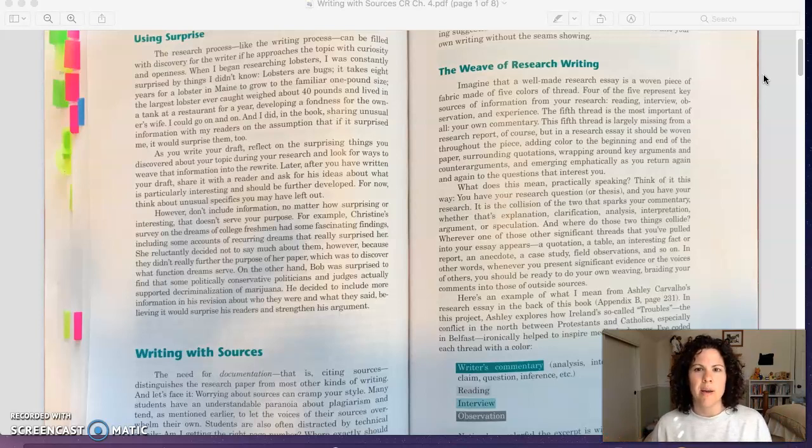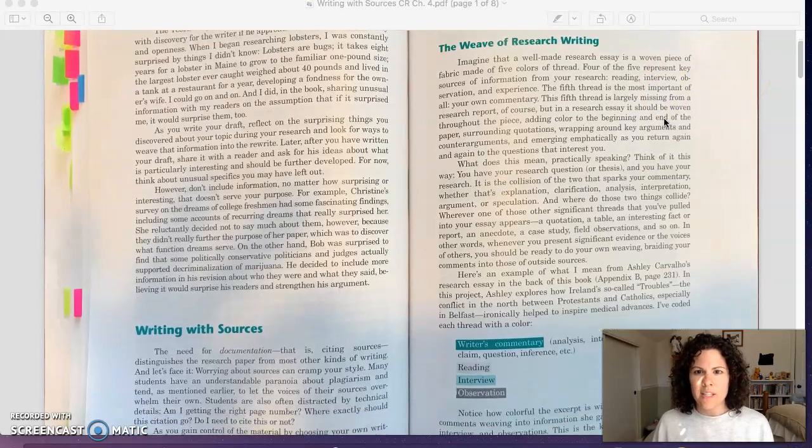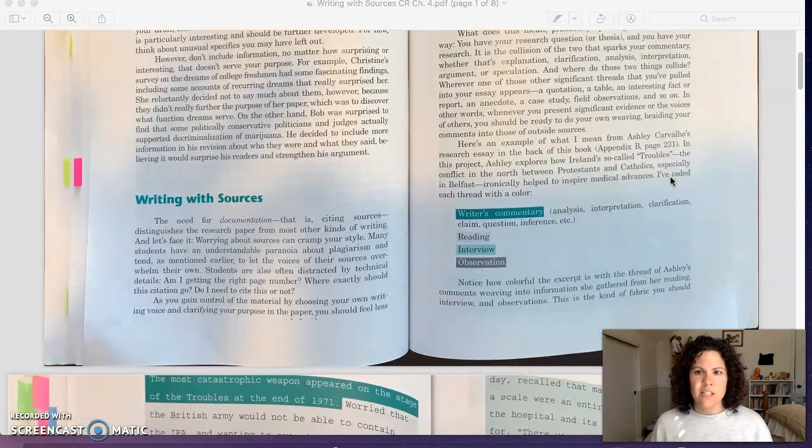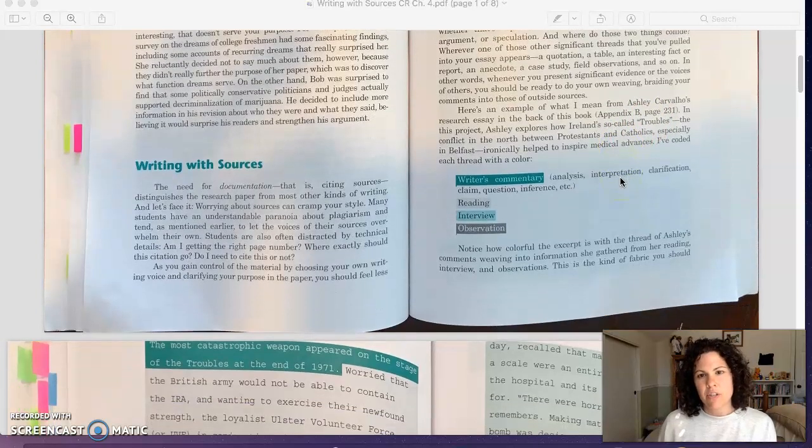And so Ballinger talks about it as the weave of research writing. Here he has in chapter 4, what is it like? Well, it is a collision, he says. He has these next couple pages, in Appendix B if you want to check it out. It's a section of a research essay, and there's different types of information in it.